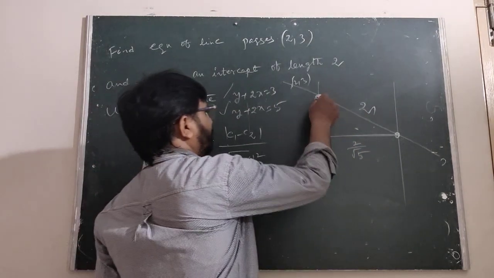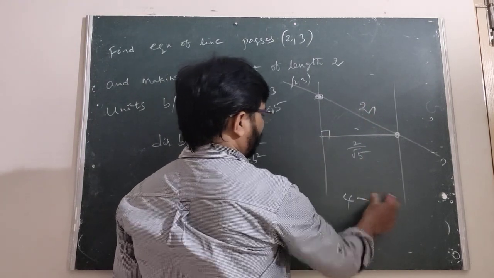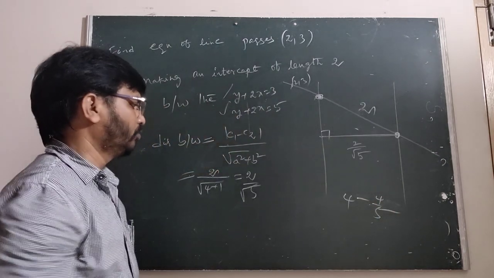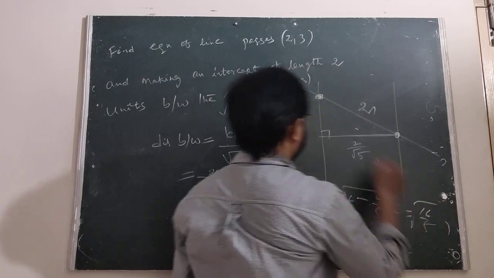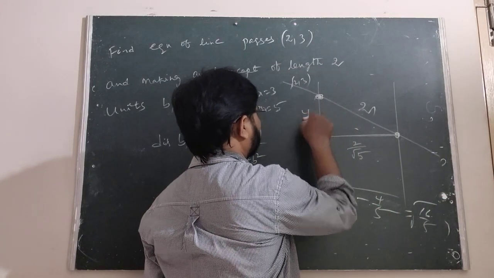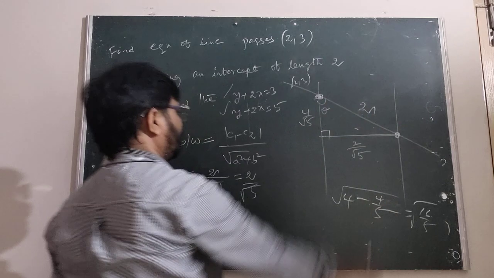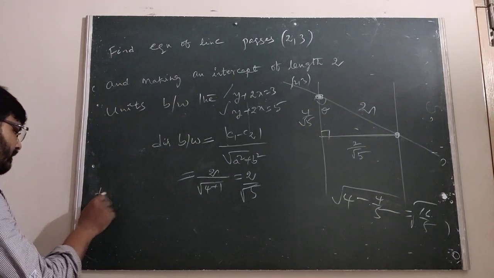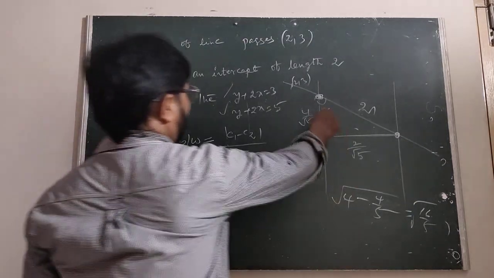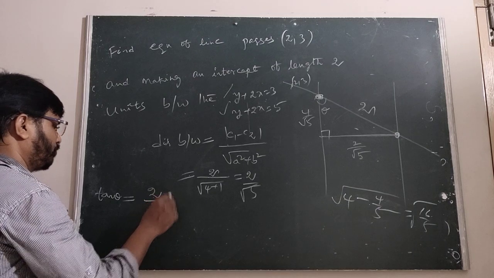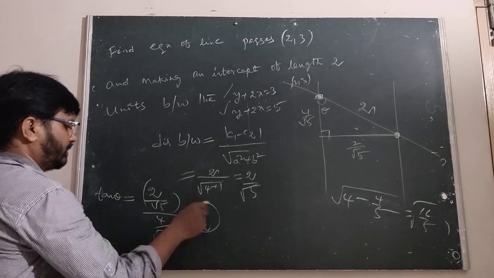When it is the 2 units, now this is 4 minus 4 by 5, which is 20 minus 4, that is 16 by 5, and now this is 4 by root 5. Suppose we are taking the angle theta, either this one or that one. tan theta equals opposite side 2 by root 5 over adjacent side 4 by root 5. Now this is 1 by 2, which is tan theta.